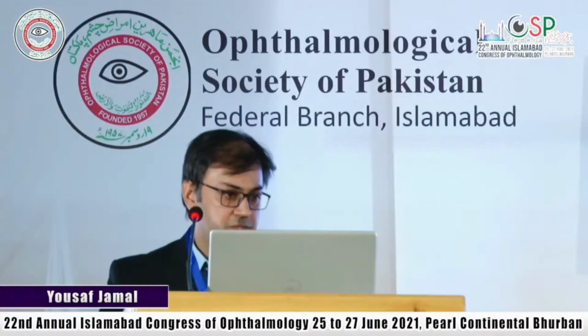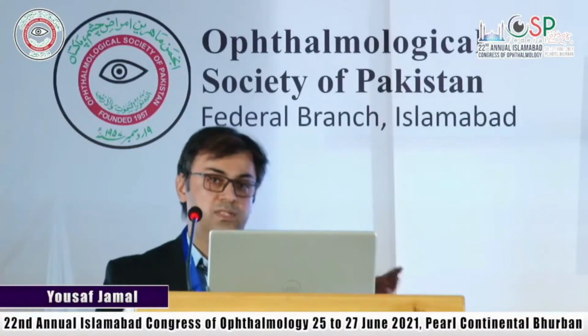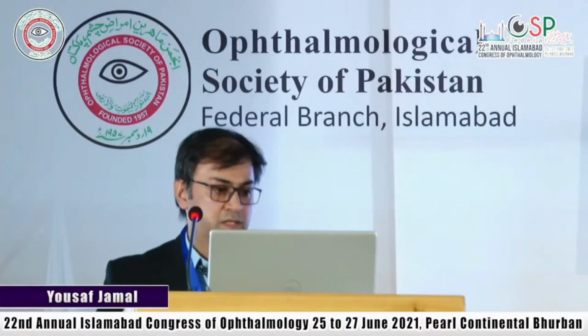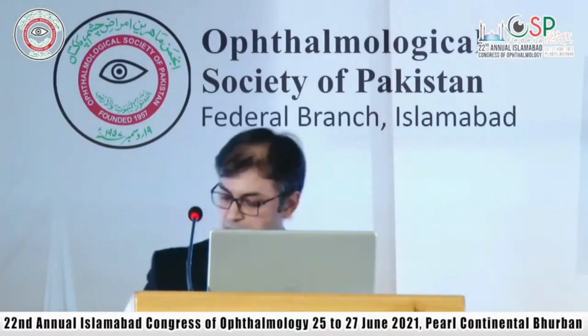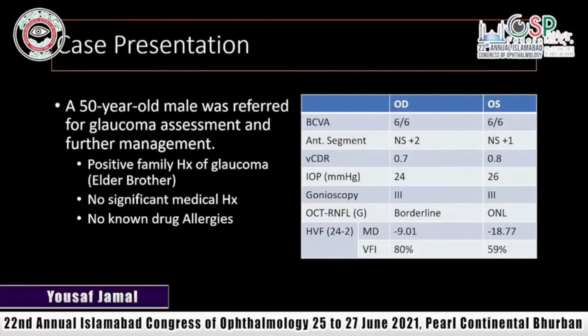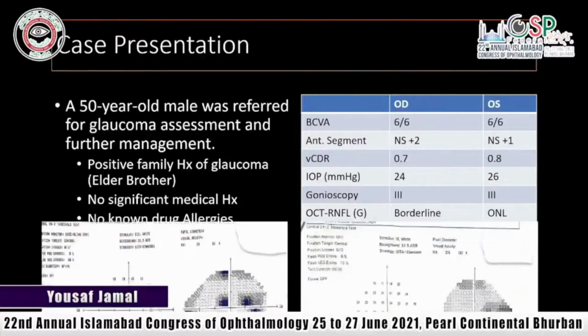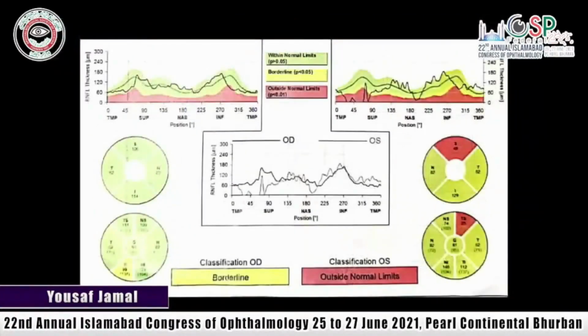I will start the presentation with this case. A 50-year-old male who was referred for glaucoma assessment and further management. There was just a positive family history of glaucoma, but these are his findings. You can see the pressures are borderline, the cup disc ratio is above normal, and it is also abnormal. The nerve fiber layer and the visual field defects are already there. So these were his visual field defects, and these are his OCT findings.